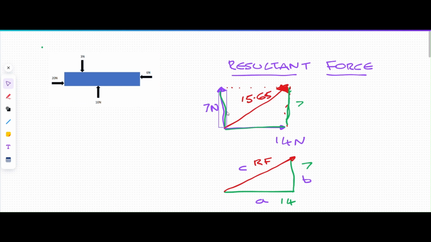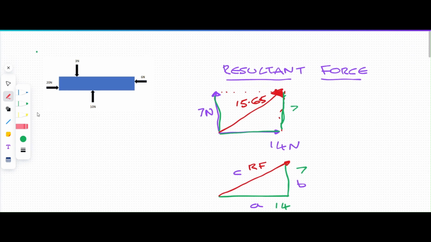So this object here, we added up the horizontal and vertical. We got 14, we got 7. And then we used Pythagoras to find this 15.65. Okay, so the next bit is to find that angle in there.